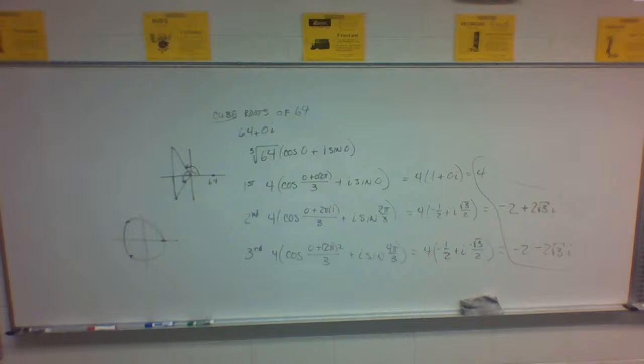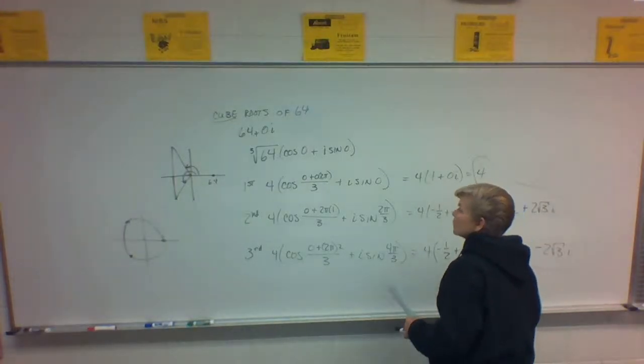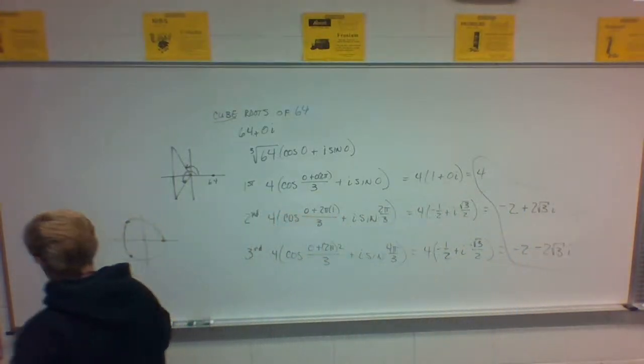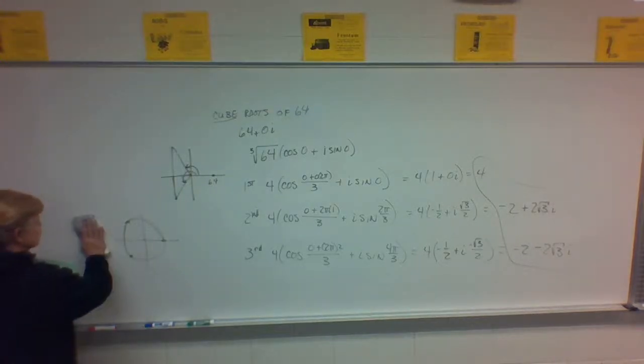Number 16 says, use the Moivre's theorem to evaluate and write your answer in standard a plus bi form. Everybody got this one down well enough? I can erase it, or do you want to take a picture, or you can use the video. Yeah, everybody good? Okay.